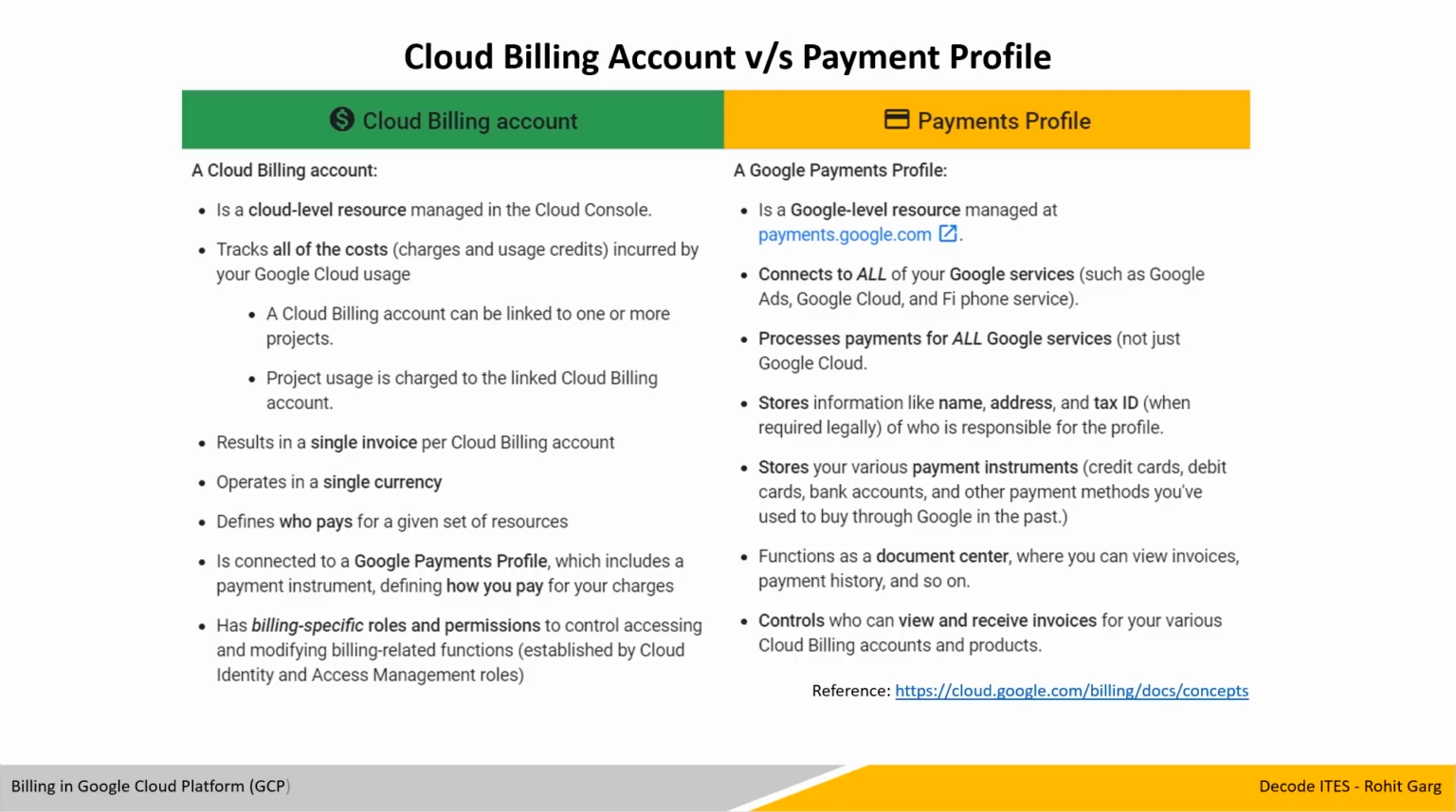A cloud billing account is connected to Google payment profiles to make the final payment, and the payment profile ensures the payment is successful and saves all the information in its storage area. A cloud billing account gives you multiple IAM roles in Google Cloud Platform, like who can create a billing account, who can view the billing account, and who can change the project billing account. Whereas in the payment profile section, you can control who can view the invoices or who can download the invoices. This is the basic difference that you should know before starting billing transactions in Google Cloud Platform.